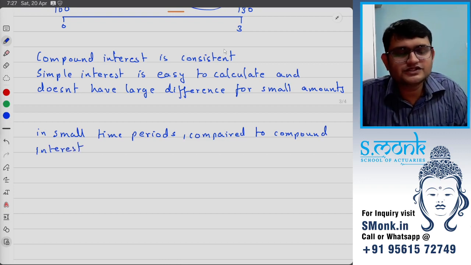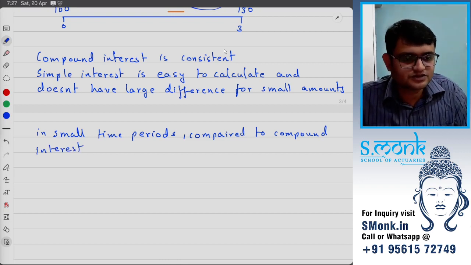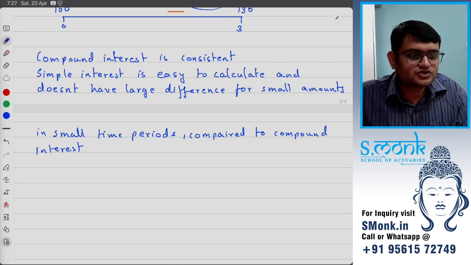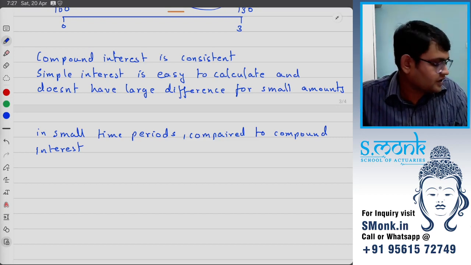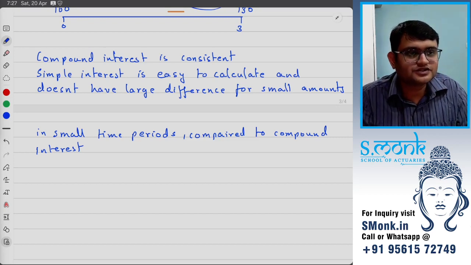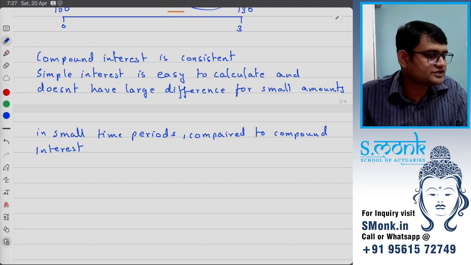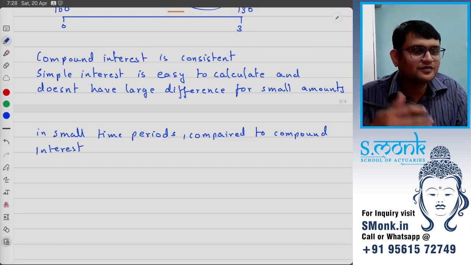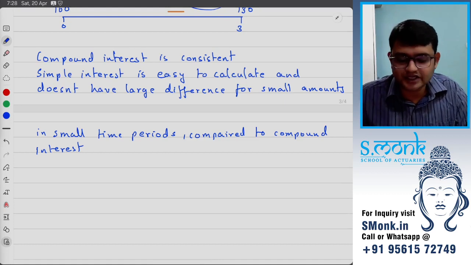This is the reason we still use simple interest. Okay. Now, when it comes to simple interest, I'll give you a simple example where it makes more sense to use simple interest rather than compound.